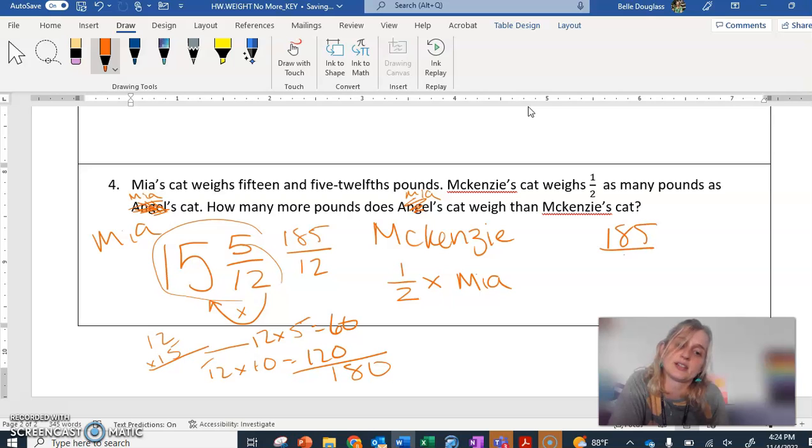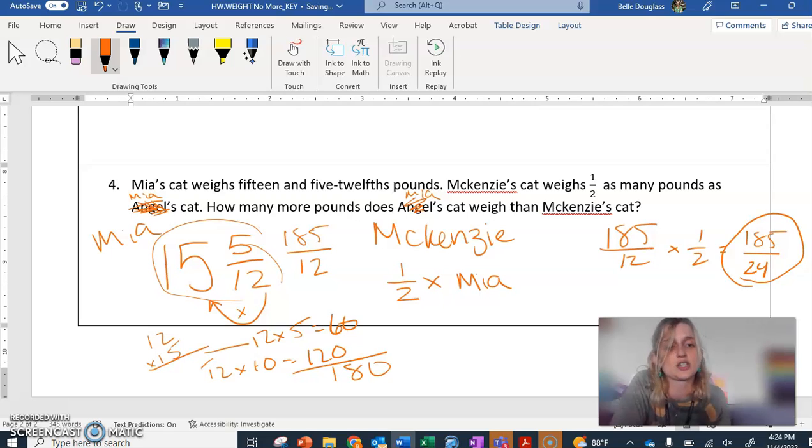185/12 times a half equals 185/24. And your job is to now change that back into a mixed number. Please divide 185 divided by 24 and give me a fractional remainder, no decimals, and the units of pounds.